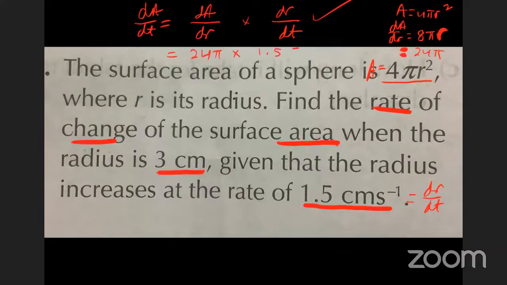How much is that? That's 36 pi. And give them the SI unit too, right? Centimeters squared per second. 36 pi.